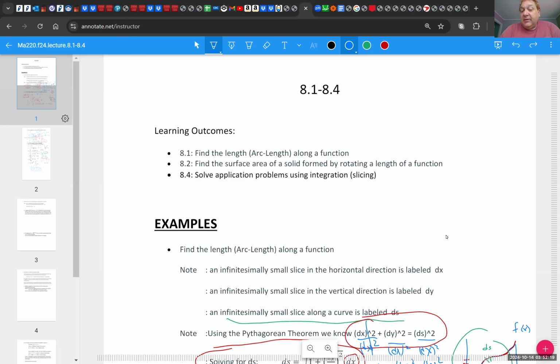We actually did a very similar thing in a previous chapter where we found the volume of a solid formed by rotating a part of a function around an axis. You rotate around there, you get this sort of three-dimensional image, and we sliced it up to find the volume of each individual slice, added them all up, found the total volume. Very, very similar in 8.2, except that we're going to be slicing up and finding the surface area of each slice, adding up all the surface areas to find the total surface area of this rotated three-dimensional object.